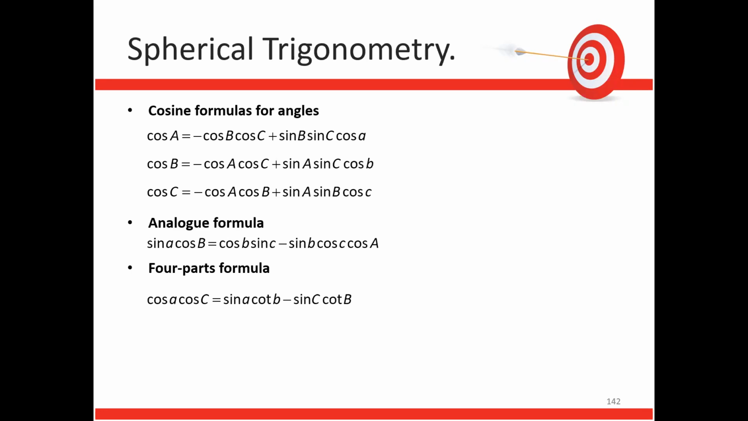So, cosine formulas for angles. Cosine A is equal to negative cosine B cosine C plus sine B sine C cosine a. And cosine B is equal to negative cosine A cosine C plus sine A sine C cosine b. And also cosine C. And the analog formula, sine a cosine B is equal to cosine b sine c minus sine b cosine c cosine A. For parts formula, cosine a cosine C, small and capital yan, is equal to sine a cotangent B minus sine C cotangent B.